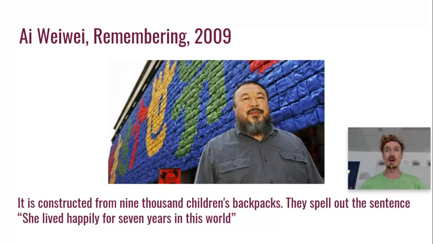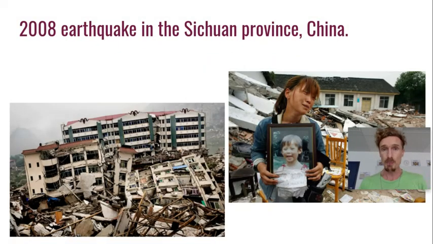Now, this was a very controversial piece of work. What does controversial mean? Polemical. It means that lots of people were talking about it. The Chinese government did not like this piece of art because it brought attention to the construction of the schools and hospitals that the Chinese government were responsible for. And the earthquake caused so much damage because the materials they used were not adequate, were not good enough for an earthquake.